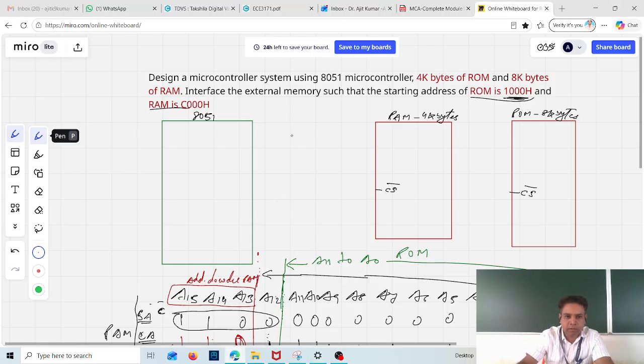So let us drop this OR gate, okay, and what I will do is one output of the OR gate will be for the CS and another output of the OR will be for this ROM, okay. So I'll connect two OR gates here. I'll draw two OR gates.